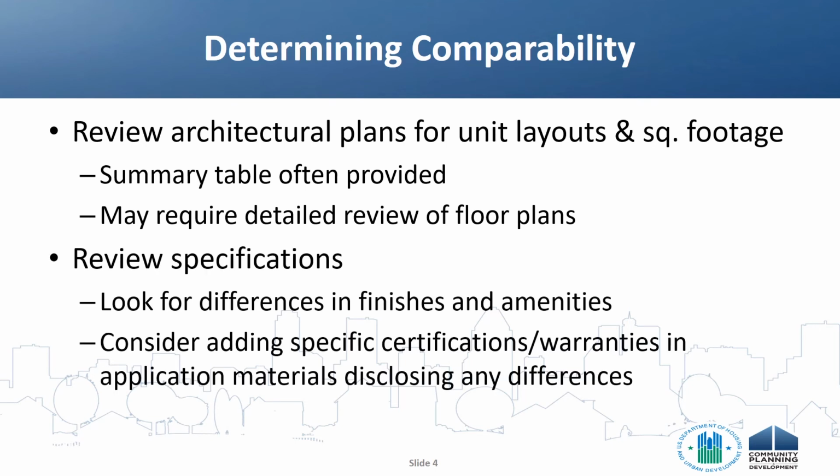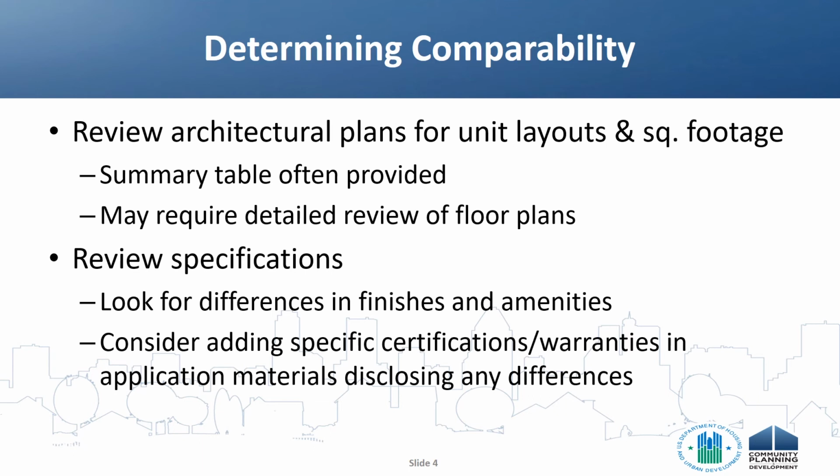The drawings will get at the issues of configuration and square footage, but for finishes and amenities, we need to look at the specifications. Here we're looking for differences in things like plumbing fixtures, countertops, cabinets, appliance packages, and the like. Some PJs, to help speed their review and make expectations clear, ask questions or require specific disclosures from the applicant or architect in the PJ's application package to identify whether there are material differences in the finishes, fixtures, or amenities. One other thing to note here.